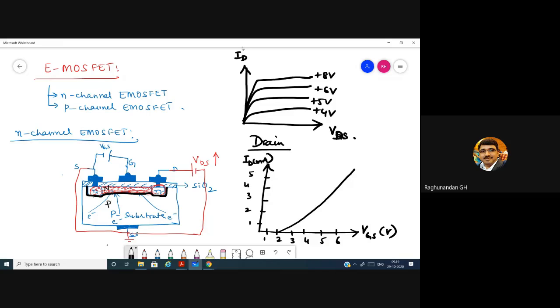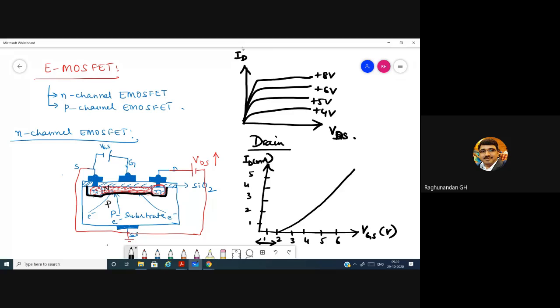Now, can anyone think why it starts from 2 volts? Why not from 0? Because the current will flow only when the channel is created. Yes, very good. So till 2 volts, this amount of voltage is utilized to create the channel. Once the channel is ready, then only the current starts flowing. That's why it doesn't start from 0. If you start from 0, it's wrong. You should start from 2 volts.